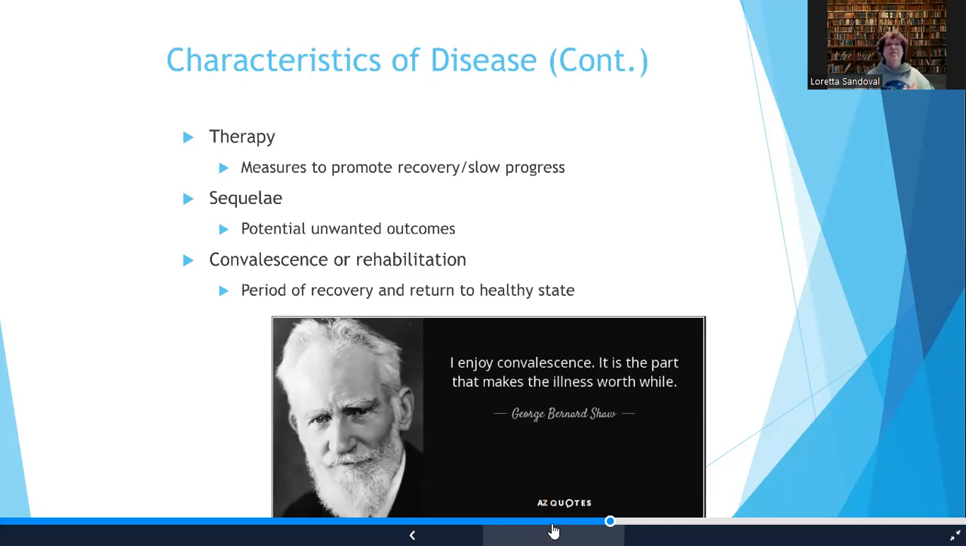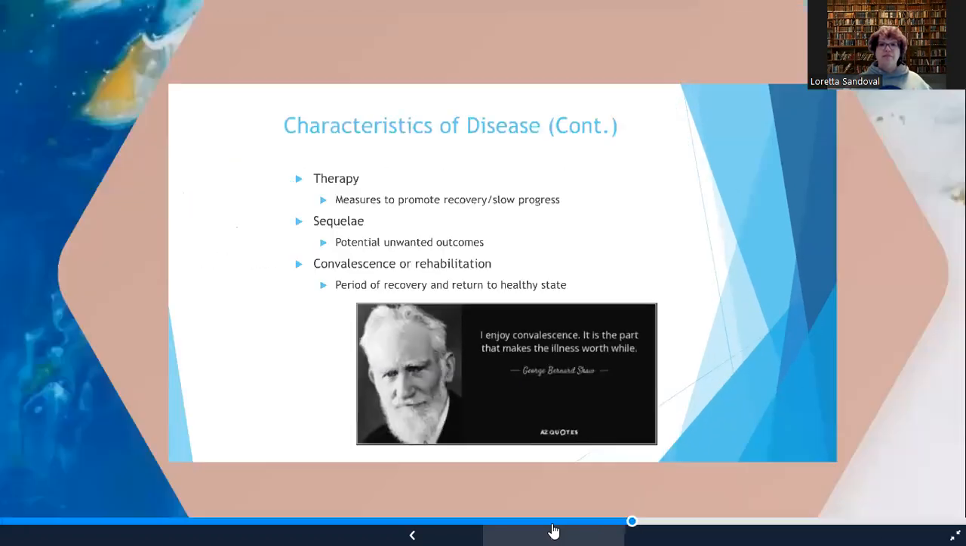Convalescence or rehabilitation is the period of recovery and a return to a healthy state. So a lot of times in physical therapy, we are working with people during their rehabilitation. We want to return them as much as possible to their pre-morbid state, and that's what we're there to help them with.